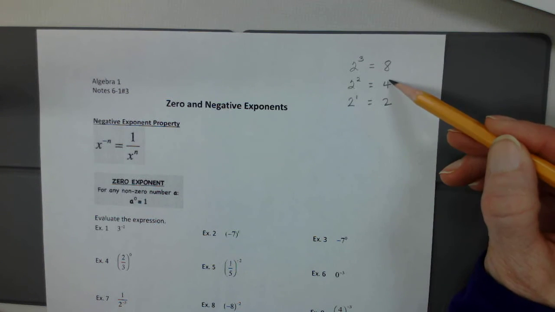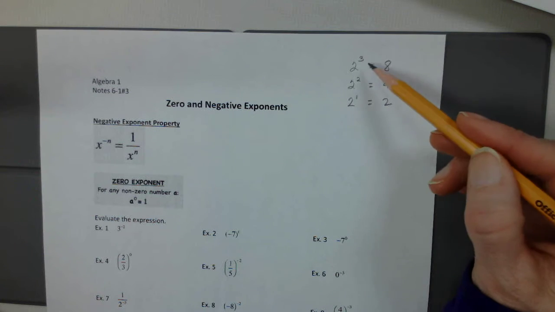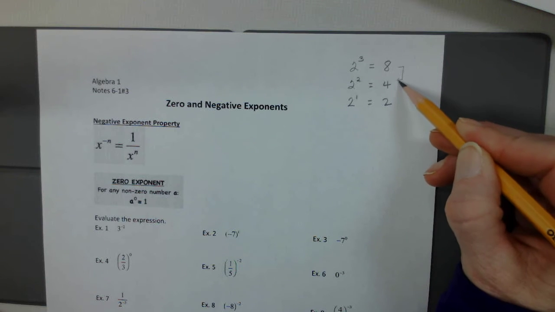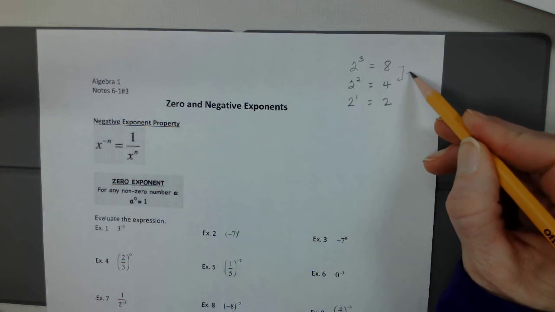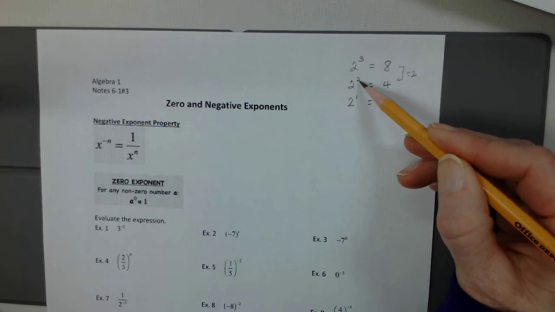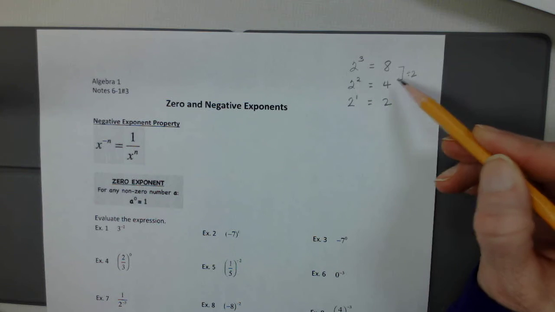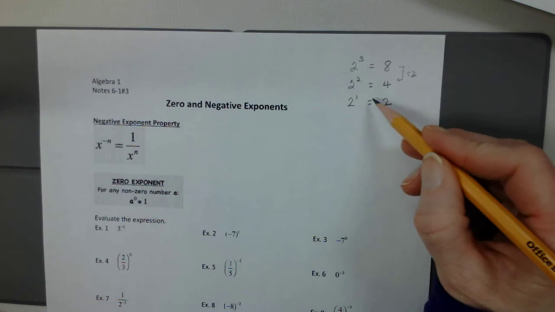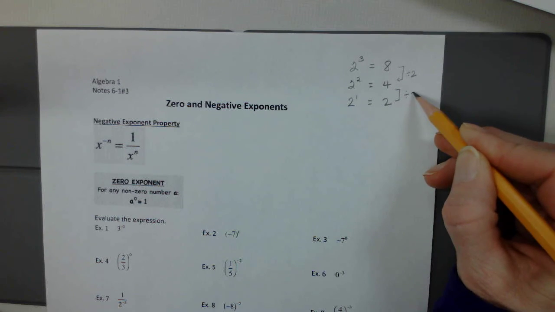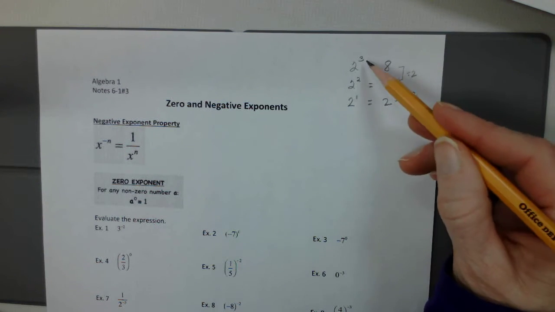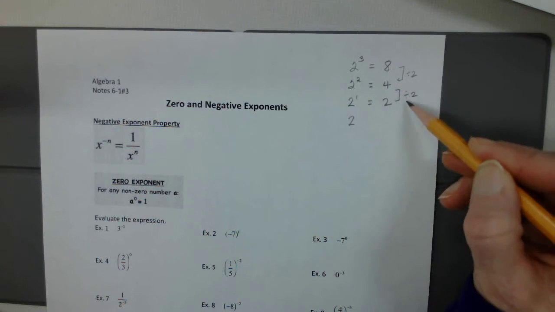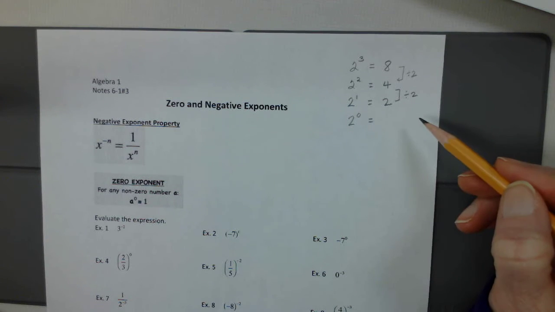Now, what's happening to the answer each time over here? When I decrease the exponent by 1, what is happening each step of the way? Well, we cut that in half, right? We divided that by 2. So when I decreased the exponent by 1, I divided the answer by 2. Same thing here. When I decrease the exponent by another one, we divide by 2. So if I continue that pattern and I go from the exponent of 3 down to 2 down to 1, if that pattern is going to continue, what would 2 to the 0 power equal?